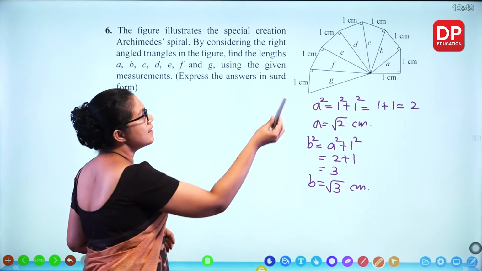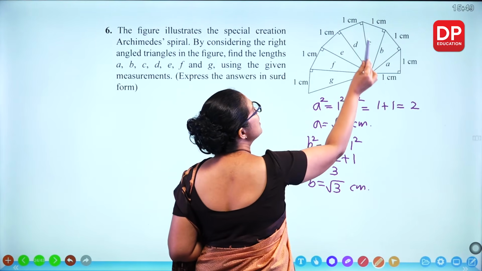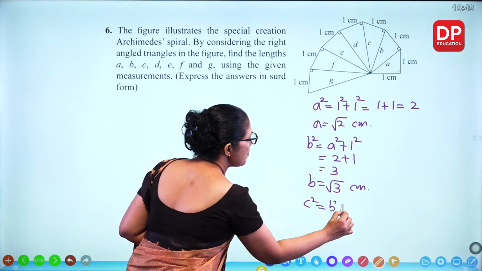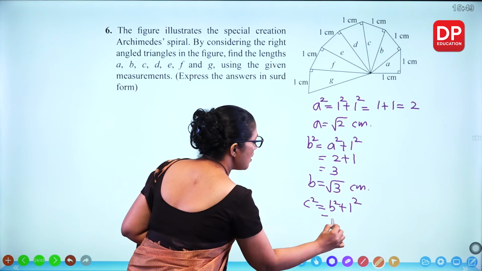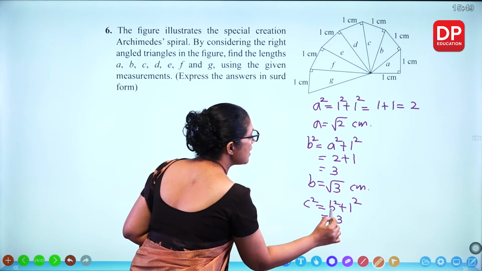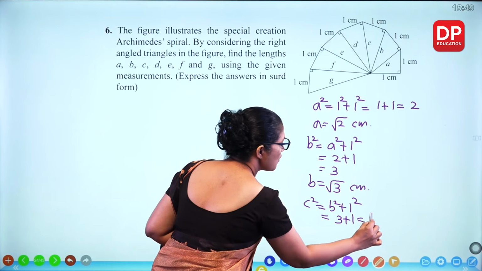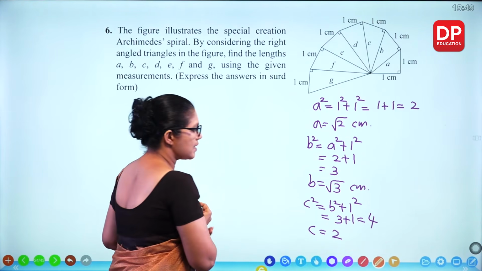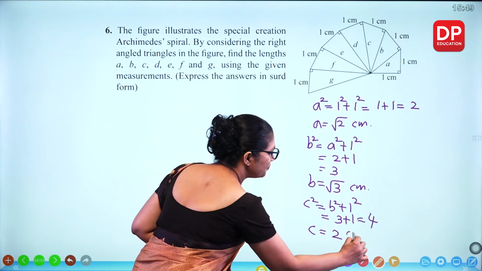Now take the next triangle. C squared is equal to B squared plus 1 squared. B squared is 3. 3 plus 1, you get 4. So what's C? Square root of 4. C equals 2.